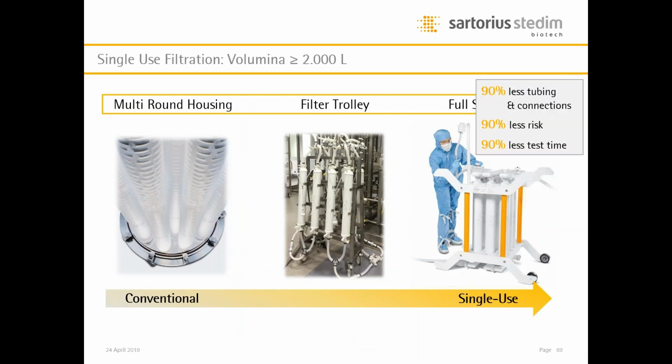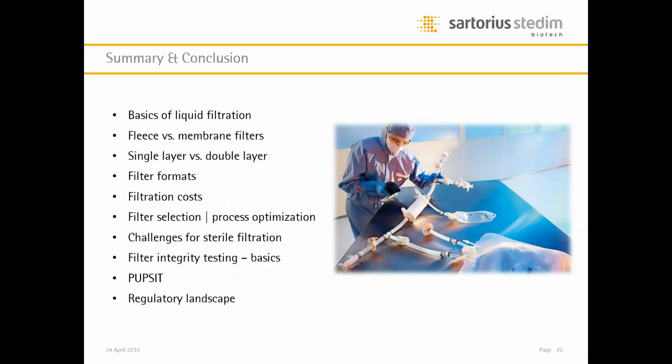Due to time reasons, I want to finalize with a summary. So I explained to you what the basics of filtration are: fleeces versus membrane filters, single layer versus double layer, filter formats, filtration costs, filter selection, process optimization. I explained some challenges for sterile filtration, what could be done with redundant and double sterile filtration. And at the end of this talk, we touched the filter integrity testing. But of course, each of the topics is so detailed and so much information can be given that there is not enough time to go into this kind of detail for every point.